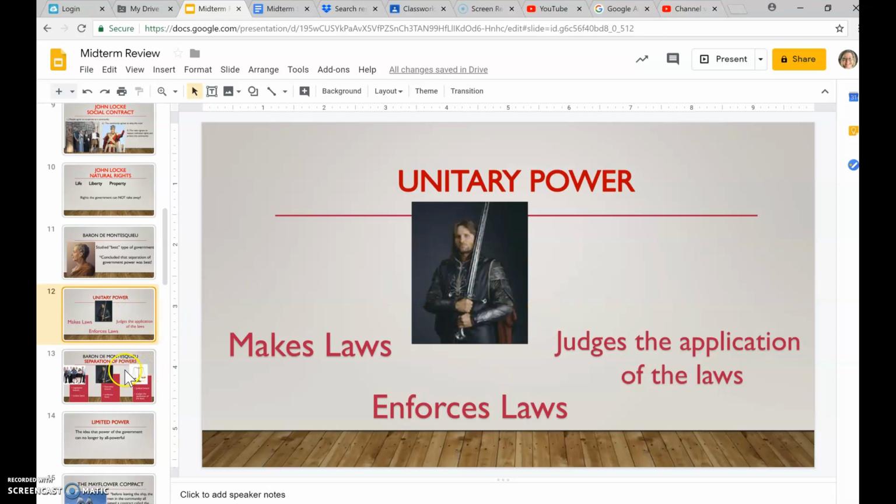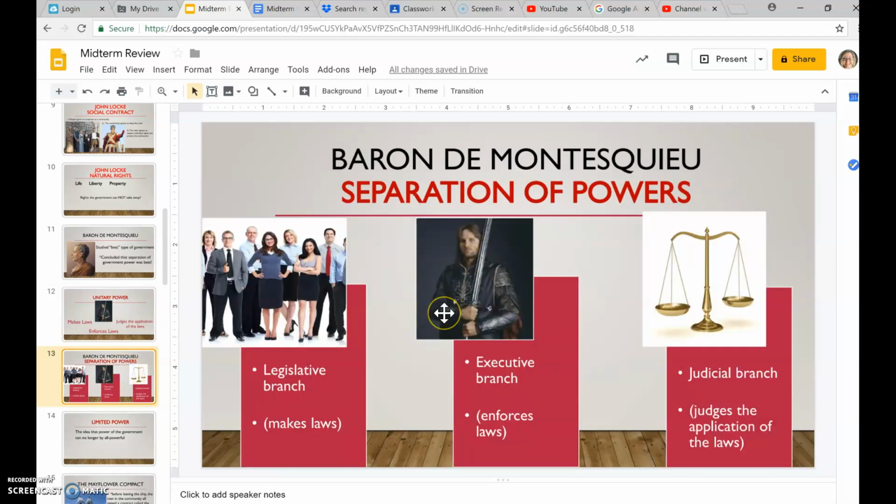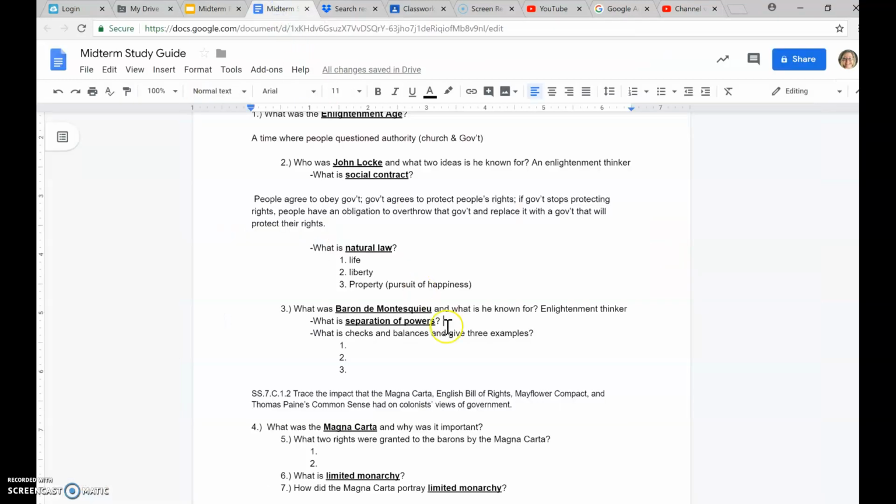But Montesquieu said, why have him all powerful? Let's separate those powers out. Give them to other people. Spread them out. Spread that love. And then he doesn't have as much power to do as much damage. So how are we going to put that in here? What is separation of powers?